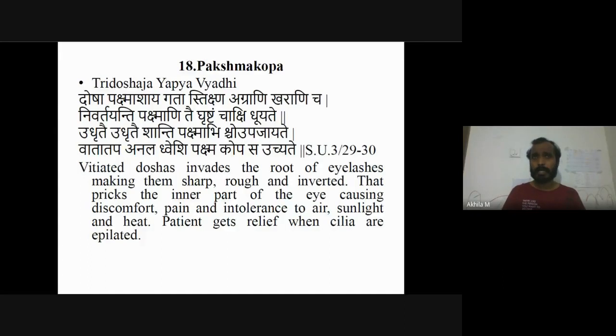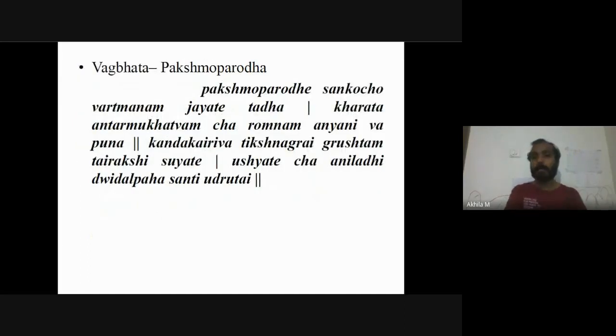Acharya Vagbhata also described it like that only. Pakshmo uparode sangojo vartmanam jayate tadah. The vitiated doshas reaching the pakshmas, the roots of the cilia, karada antarmukhatvam, the cilia, the pakshma pointing towards the antah, towards the netra. Karada antarmukhatvam, romani anyani vapunah, kandagairiva tishnagri.